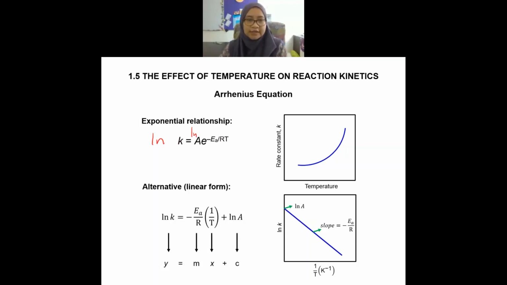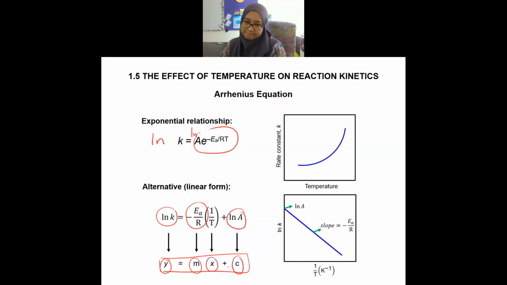Okay, kita ln kan K ni dan ln kan this whole thing and then we rearrange everything so that we can get this straight line equation. Kita tally kan dia with the straight line equation. So we get ln K is equal to negative EA over R times 1 over T plus ln A. When we equate this equation of Arrhenius to the straight line equation, we get ln K as Y, EA over R as the slope or the M, 1 over T will be the X, then ln A is the intercept.